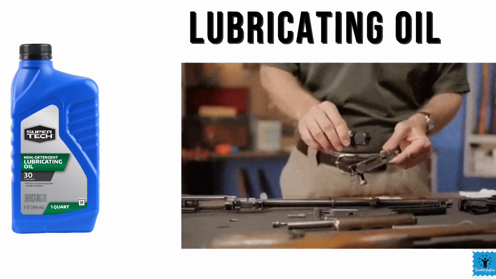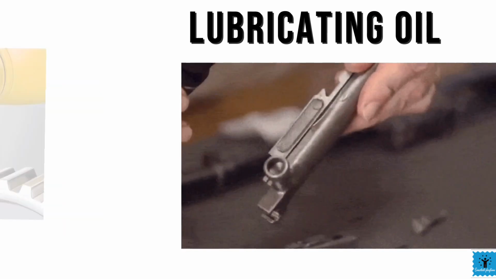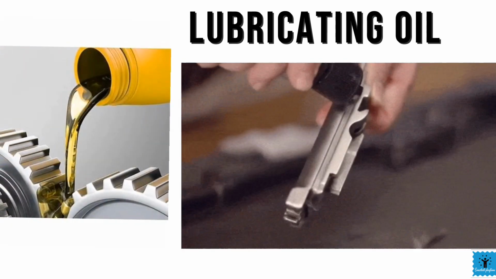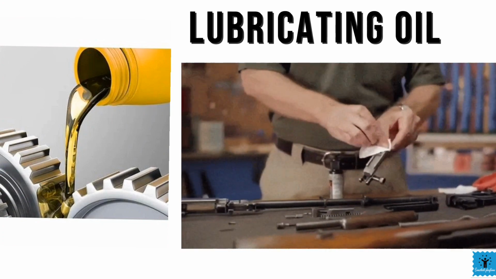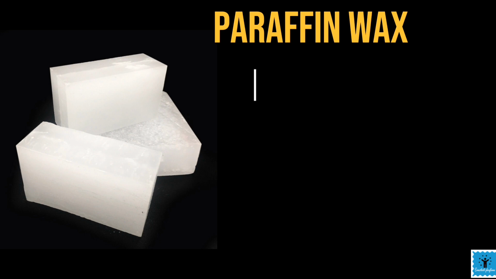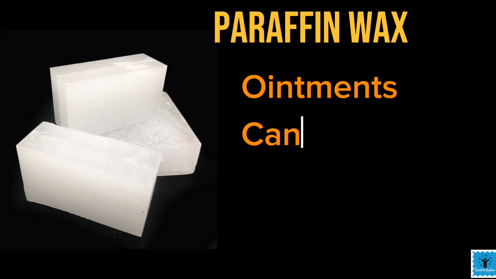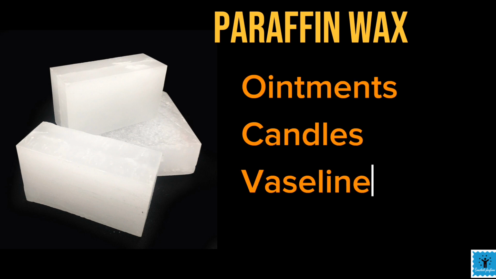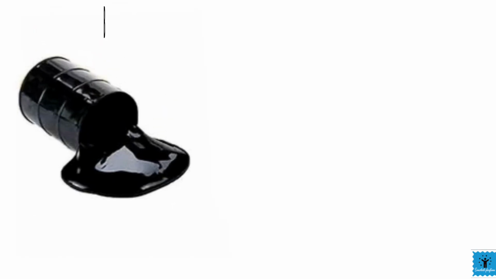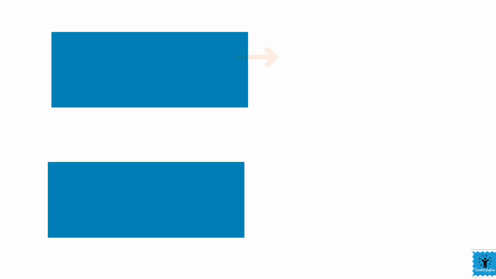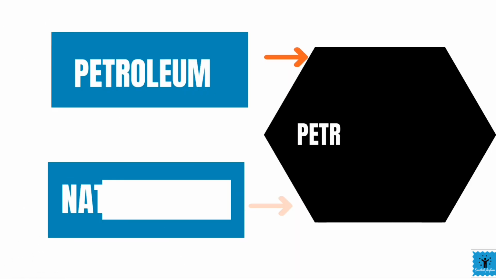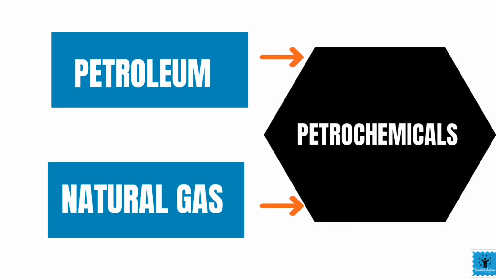Lubricating oil is used in lubrication. It is used to reduce the friction between the mechanical components. While the paraffin wax is used in ointments, candles, Vaseline and other products. Bitumen is used in paint and for surfacing the road. Petroleum and natural gas are used to make a variety of useful compounds.